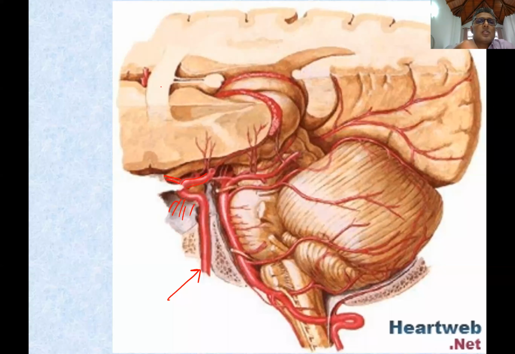Okay, and here this is your corpus callosum. This is the rostrum of the corpus callosum, anterior end. You can see the two anterior cerebral arteries lying very close to the rostrum of the corpus callosum. Then they go like this, supplying the medial aspect of the upper part of the brain. And you can also see branches of the posterior cerebral artery here supplying the occipital lobe of the cerebral hemisphere.